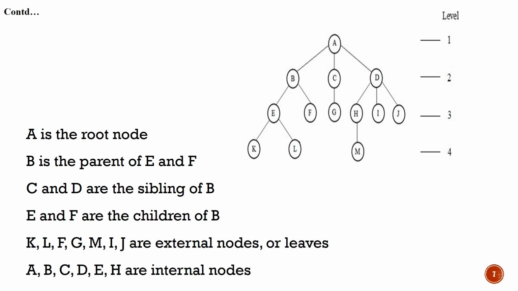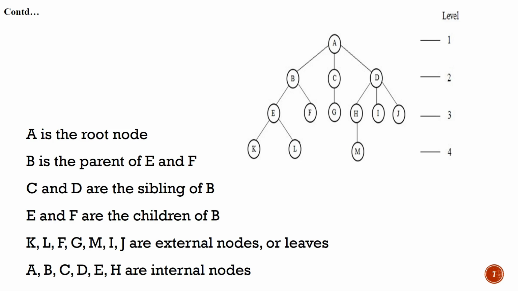K is the first leaf node. Then L is a leaf node. F is a leaf node. G is a leaf node. Then H is not a leaf node, the reason being it has a child called M. But M is a leaf node. I is a leaf node. J is a leaf node.